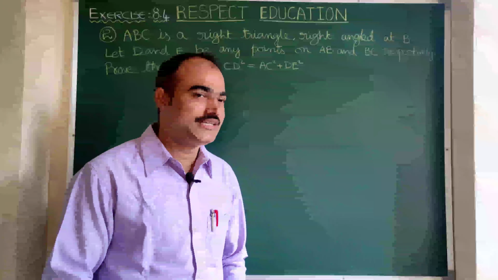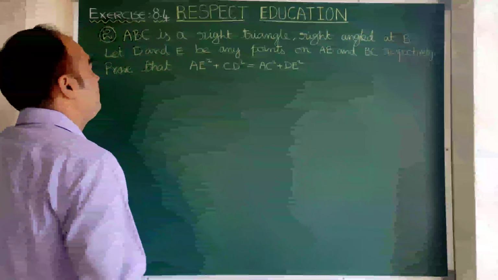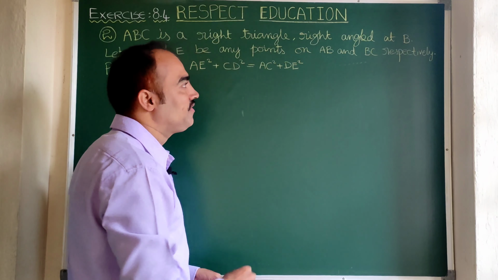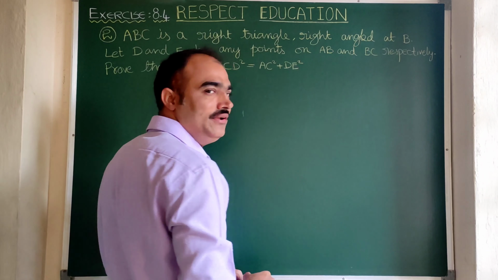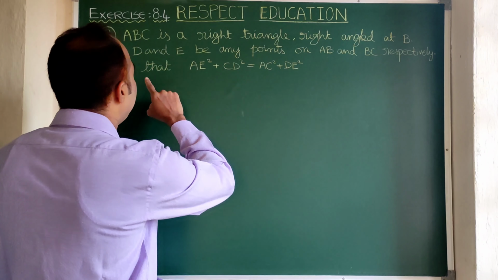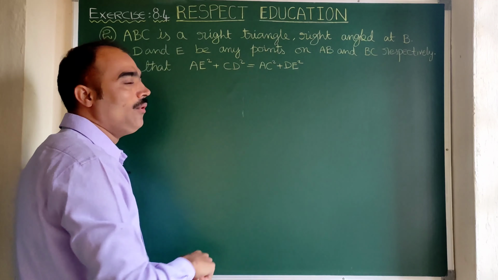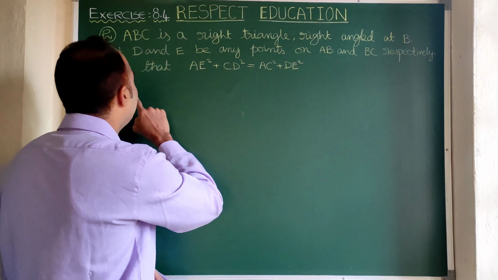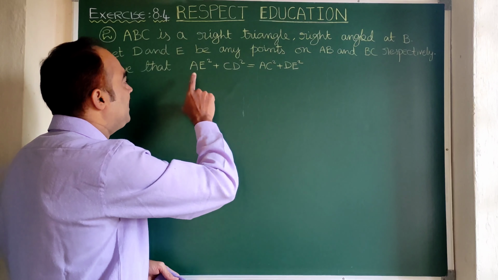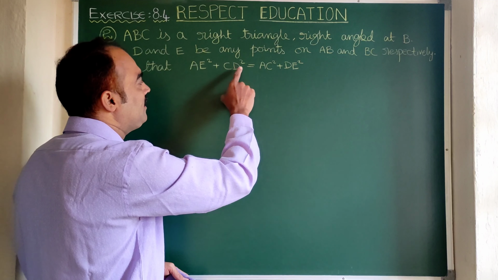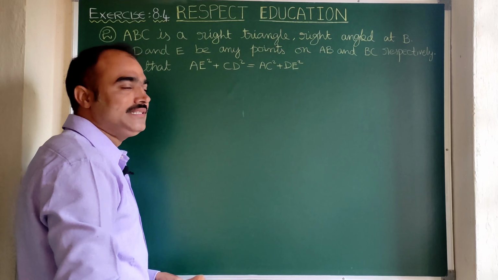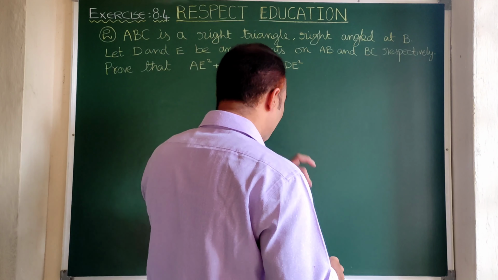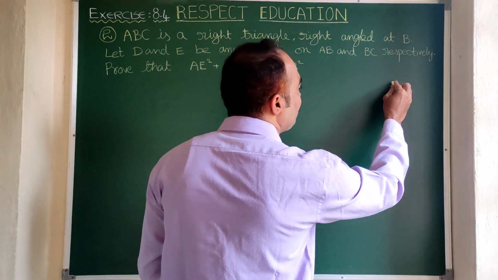Now let us see the next question, that is question number 2. ABC is a right triangle, right angled at B. Let D and E be any points on AB and BC respectively. Then prove that AE square plus CD square is equal to AC square plus DE square. Let us draw a suitable diagram for this.